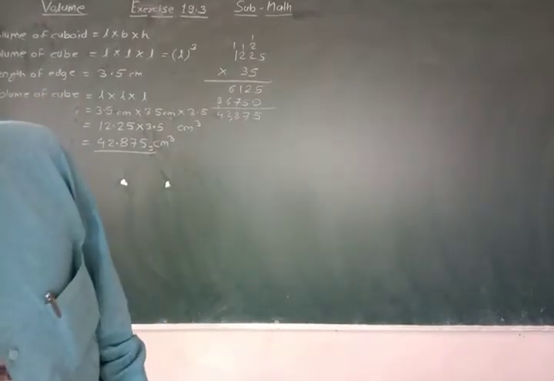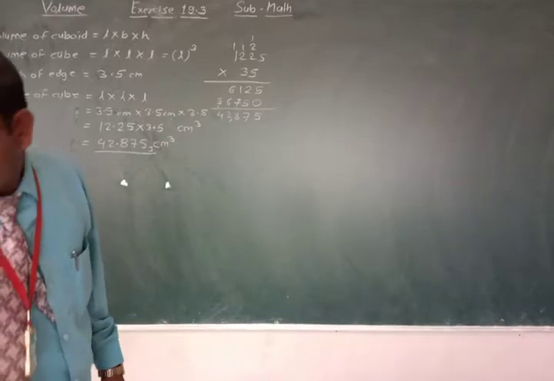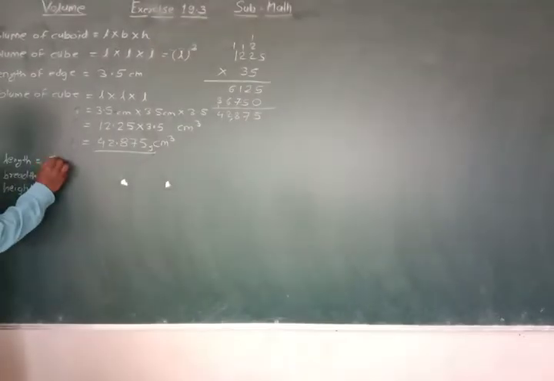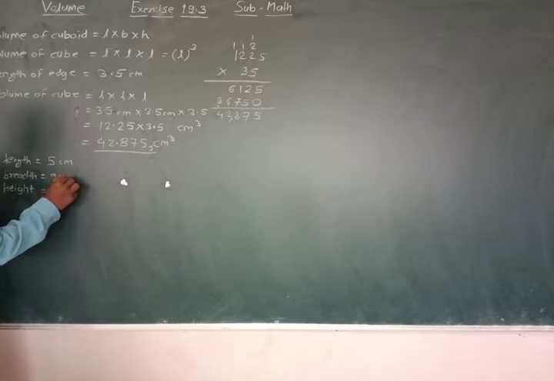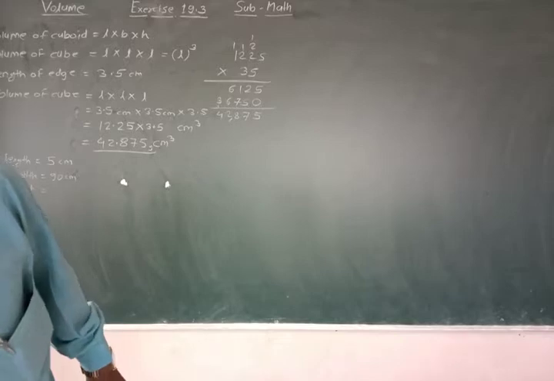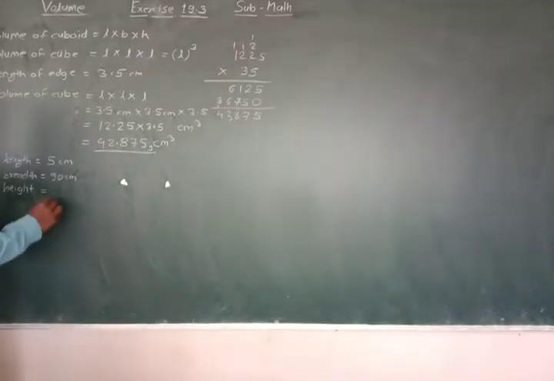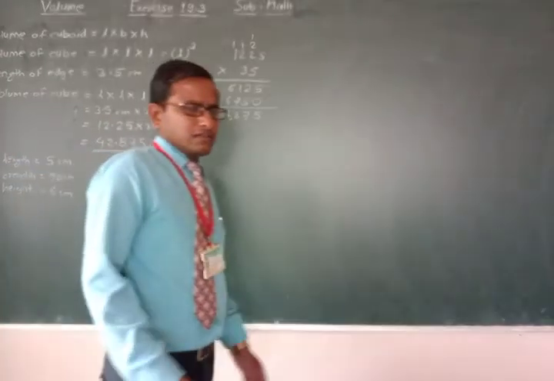Length is equal to 5 centimeter. Breadth is 90 centimeter and height is 6 centimeter. All units are same, no problem. So you do the direct multiplication here.